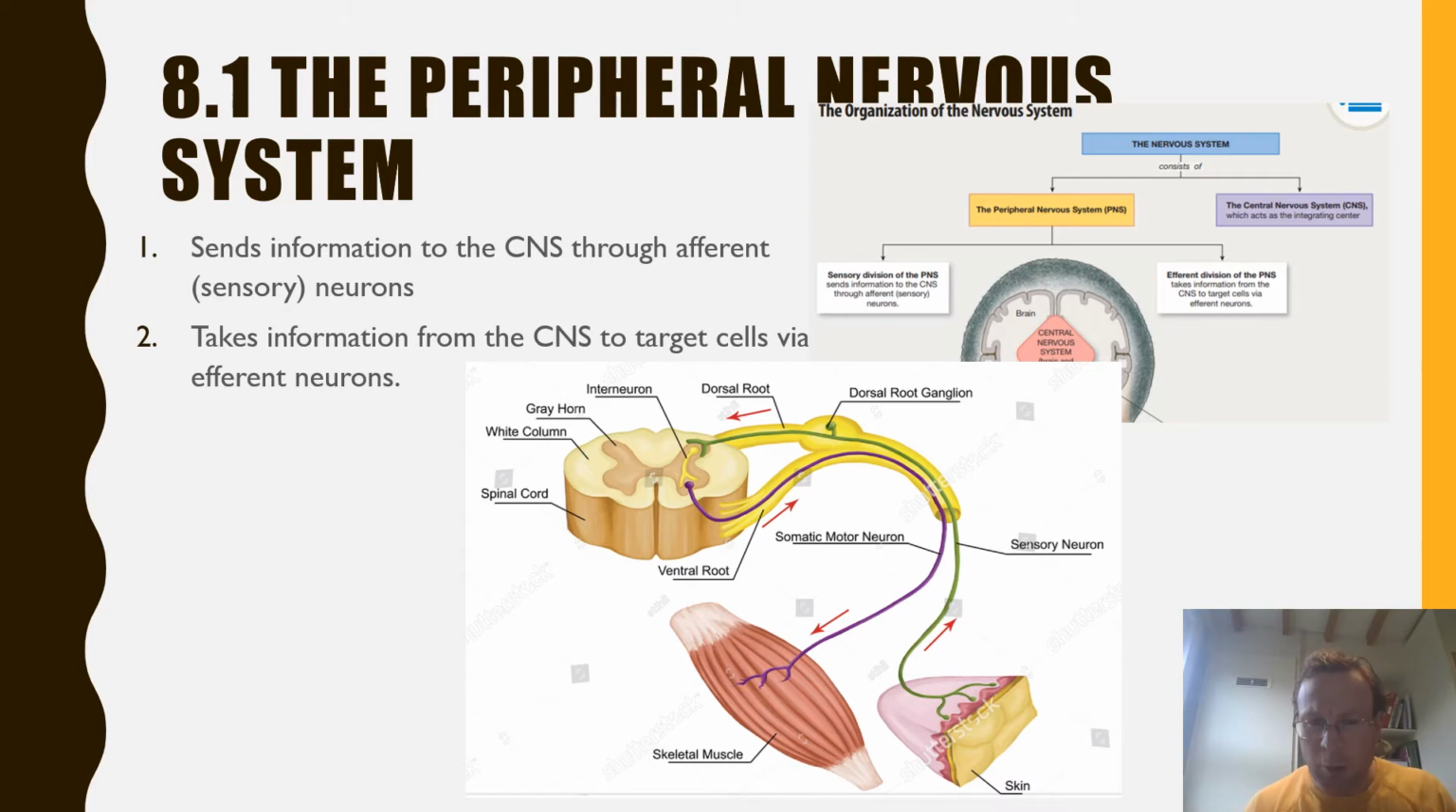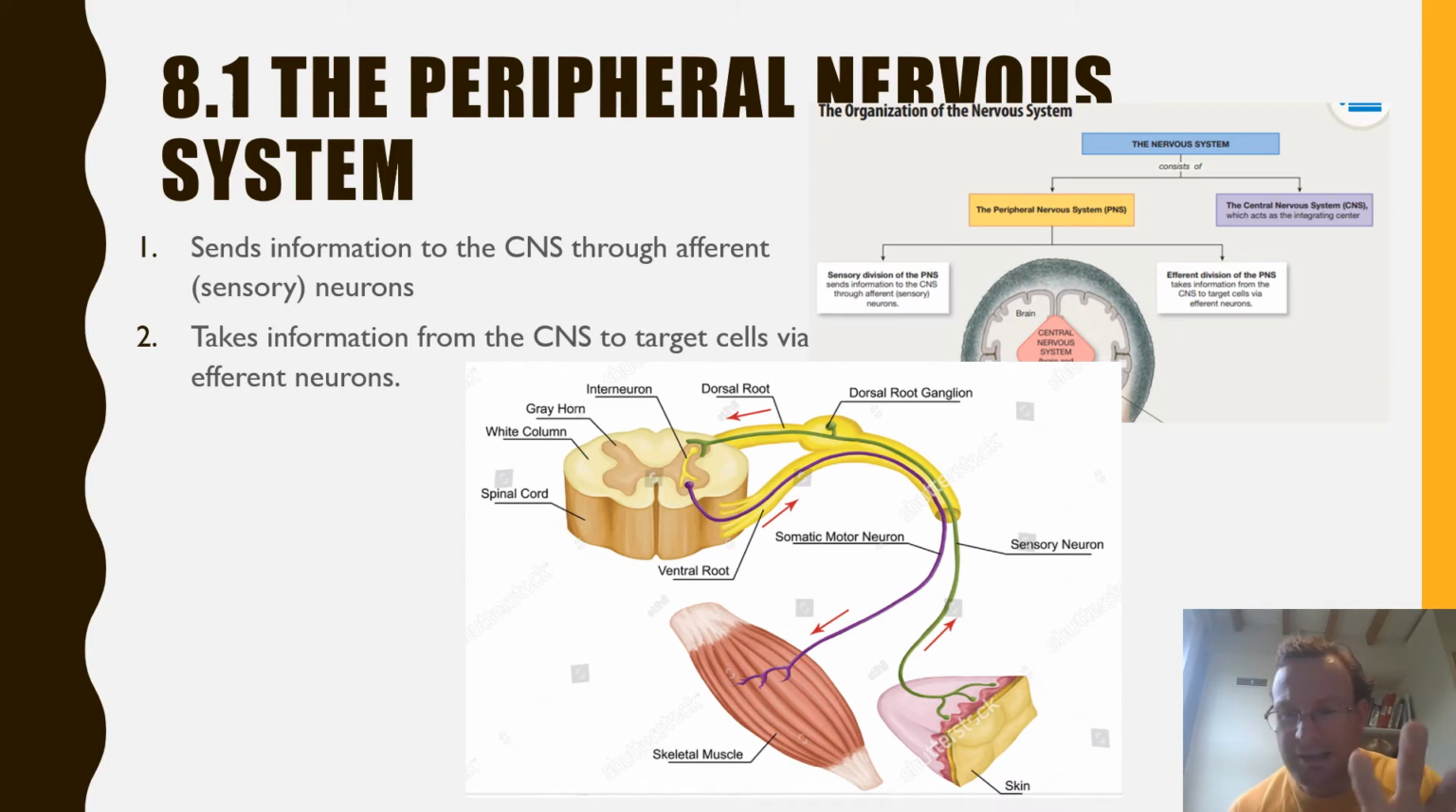Can you see where it says interneuron? You can see that's right in that grey matter of the spine. And that input is going to be taken upwards through the spinal cord to the brain for it to process that information. So the peripheral nervous system sends information to the central nervous system through these afferent sensory neurons. So there's one of its roles.